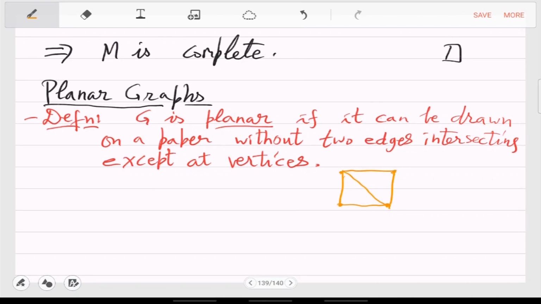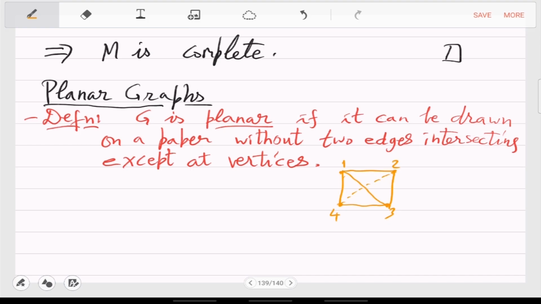Right, so this I have drawn without, so there are 5 edges, 4 vertices, but I don't intersect any 2 edges. If they intersect, then it means that it's a vertex. Right, so 1, 2, 3, 4. What's the example of a non-planar graph, which you cannot draw on paper? Yes, so let's say I add this edge. So now there are 6 edges, 4 vertices.